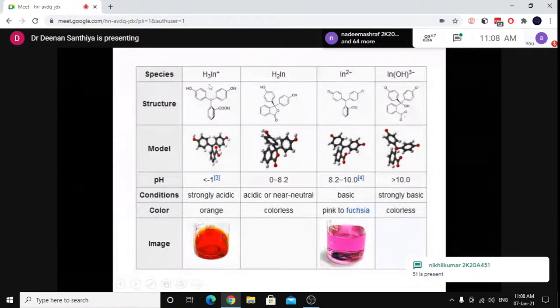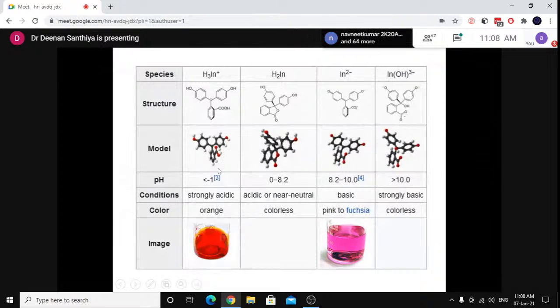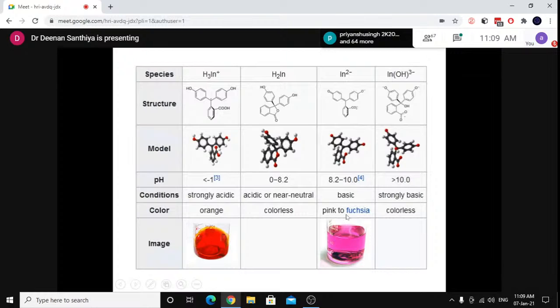If you see, below 0, the minus one pH scale is not there, so you can say that it is around 0. The structure of phenolphthalein here has 3 H plus ions, and the color is orange. From 0 to 8.2 it is colorless, and in the basic medium it changes to pink color. And again, above 10, it changes to colorless because of this structural change.